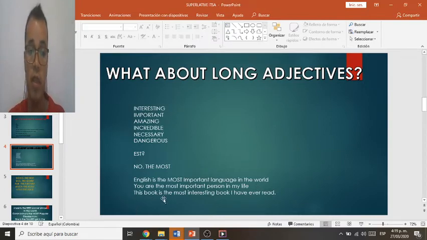This book is the most interesting book I have ever read. Este libro es el más interesante que he leído. So, in my opinion, that book is number 1. Number 1 in what? Number 1 in interest. It's the number 1 for me. It's the most interesting book. El más interesante. ¿Cuál es el número 2 que he leído? No me interesa. No lo quiero decir. I just care about number 1. This book is the most interesting book I have ever read.